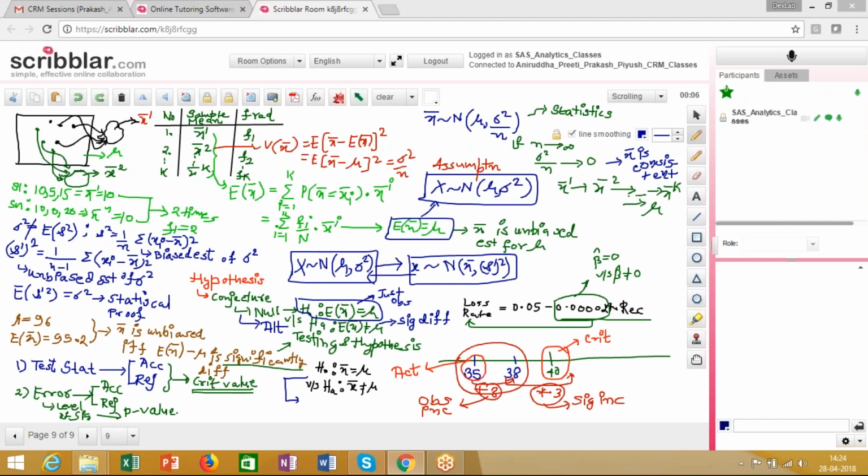The question is, what causes the observed differences? The observed differences are caused by sampling fluctuations. They are just caused because the sample size changes, because of sampling fluctuations.